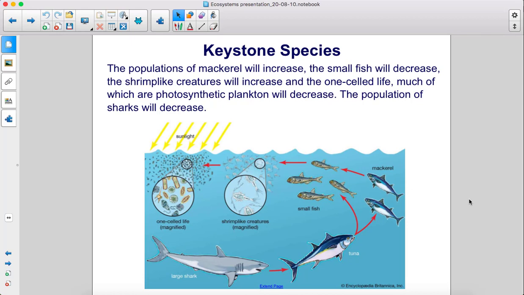The populations of mackerel will increase, the small fish will decrease, the shrimp-like creatures will increase, and the one-celled life, much of which are photosynthetic plankton, will decrease. The population of sharks will decrease.